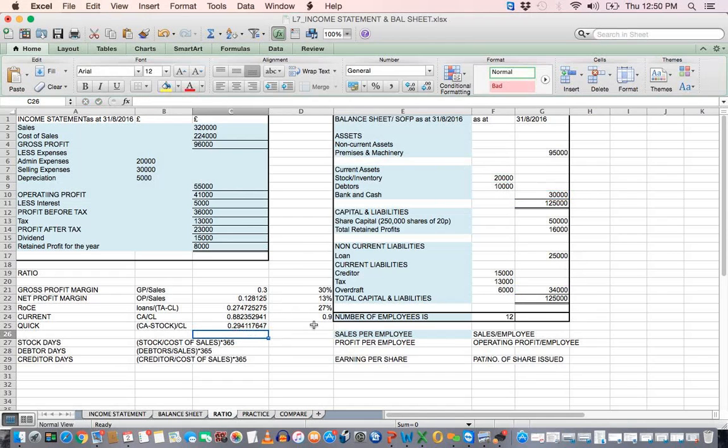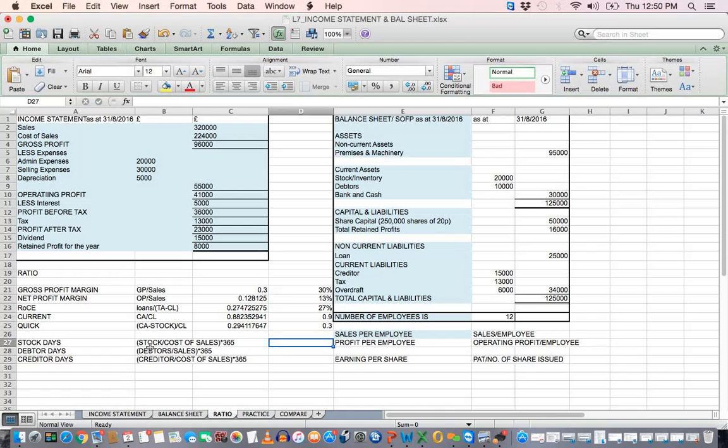That's our total current liabilities. So the quick ratio is 0.3, which is more than 5 after the decimal here, so we can make it 0.3.